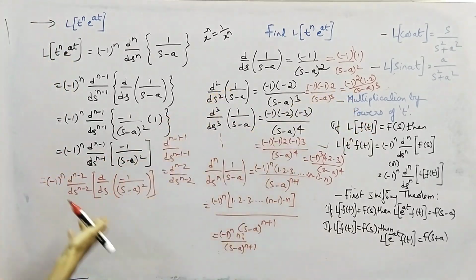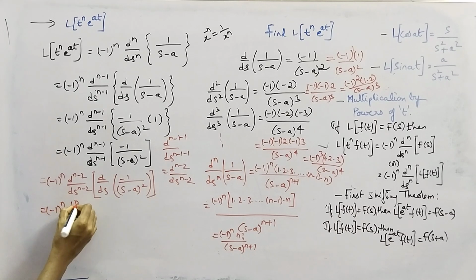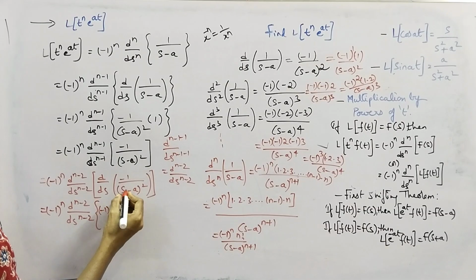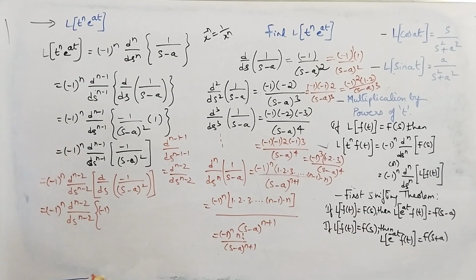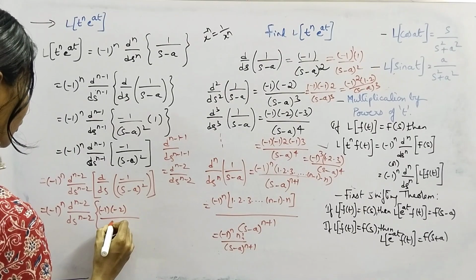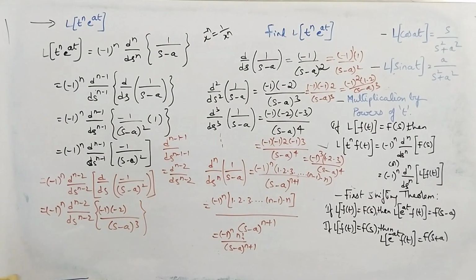You'll get the same thing. If you want, you can do it here itself. Minus 1 power n into d power n minus 2 by ds power n minus 2 into derivative, minus 1 into derivative of 1 by s minus a whole square is minus 2 into s minus a cube. Simple, right? You'll get the same thing. You'll get this. Okay.